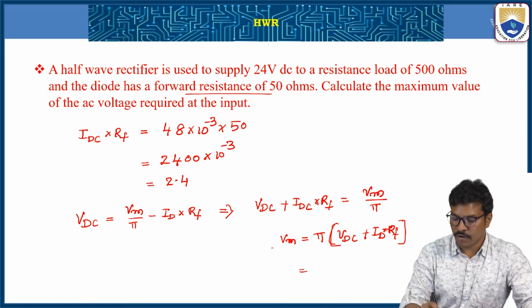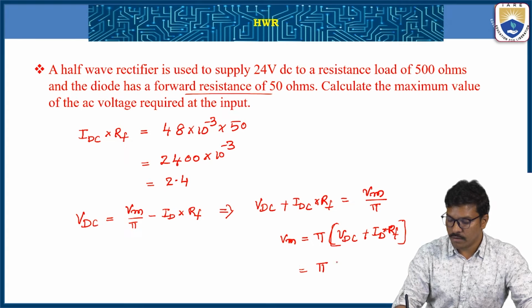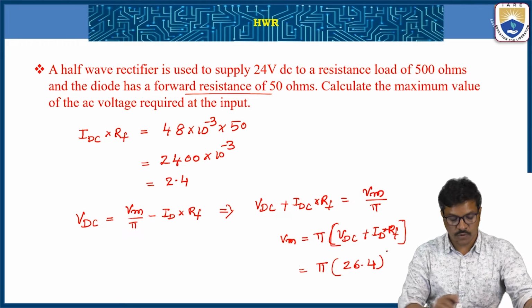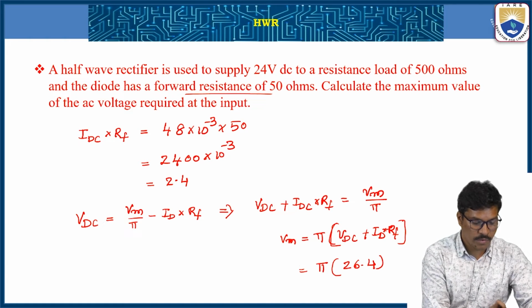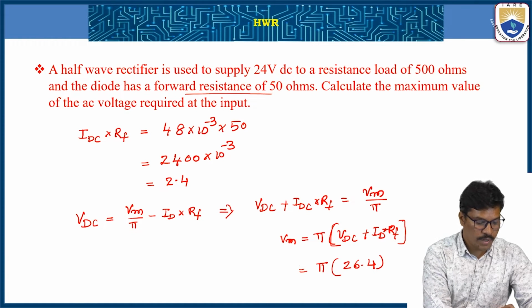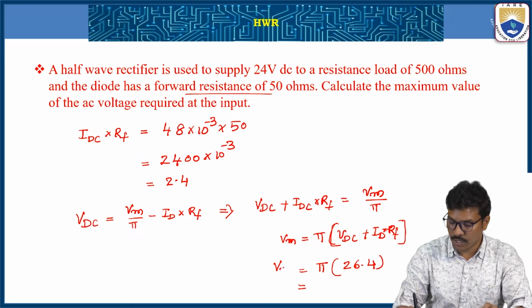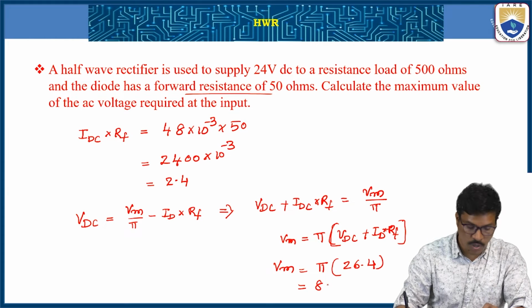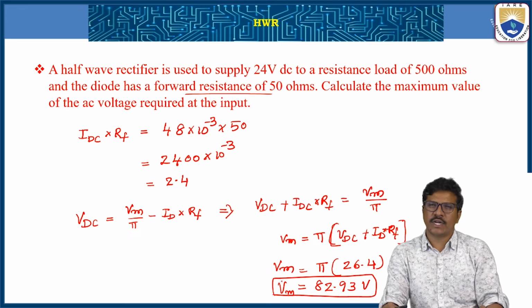We know already the IDC into RF value is 2.4 and VDC is equal to 24. So pi into 26.4. When we calculate 26.4 into pi, we get 82.93. So Vm is equal to 82.93 volts. This is the way we find the maximum voltage required at the input.